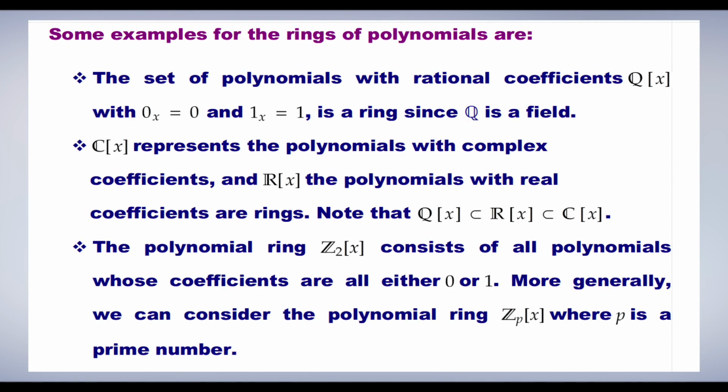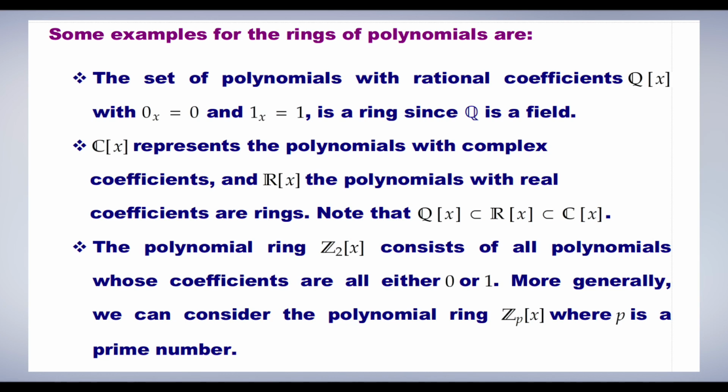Some examples of rings of polynomials: the set of polynomials with rational coefficients, Q of x, with 0x equal to 0 and 1x equal to x, is a ring since Q is a field. C of x represents the polynomials with complex coefficients, and R of x the polynomials with real coefficients; these are rings. Note that Q of x is a subset of R of x, which is a subset of C of x.